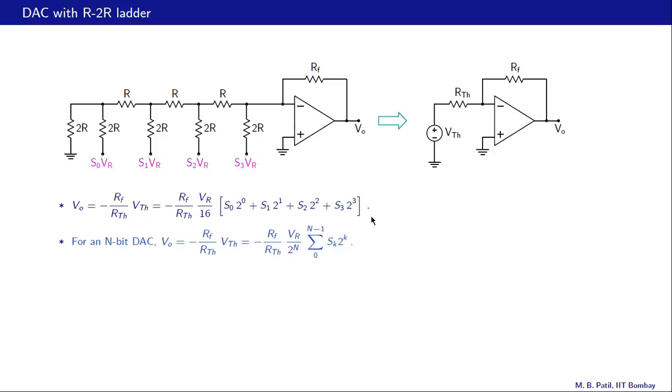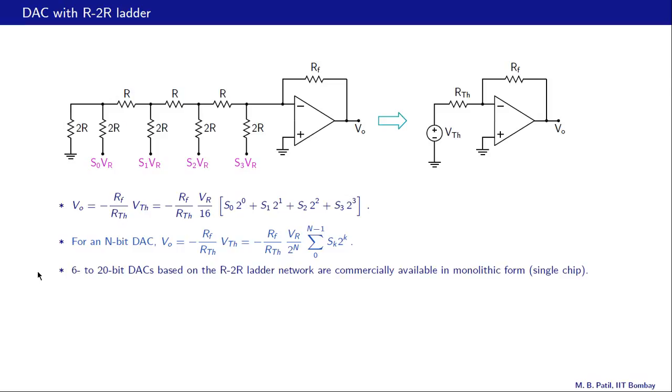This can be extended to n bits, and we can then write for an n bit DAC, VO is minus RF by RTH times VTH, which is minus RF by RTH times VR by 2 raised to n, times the summation from k equal to 0 to n minus 1 of Sk 2 raised to k. Like we said earlier, electronics is full of clever things, and the R2R ladder network is definitely one of them.